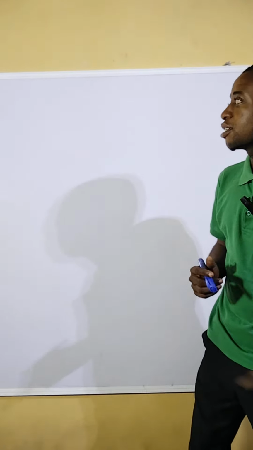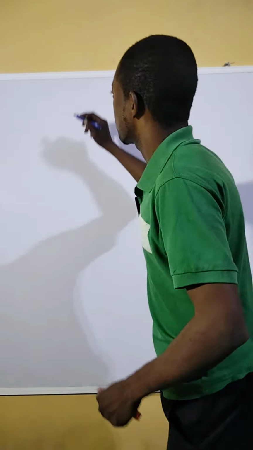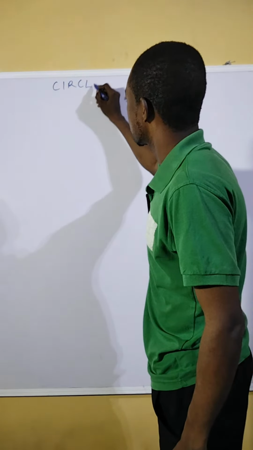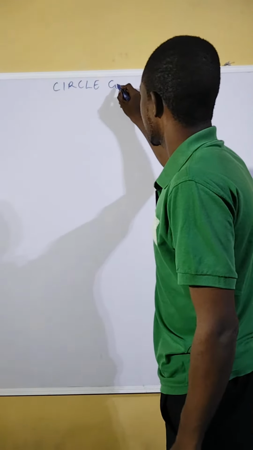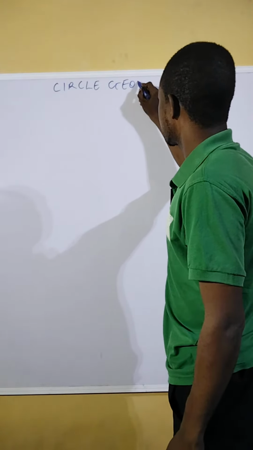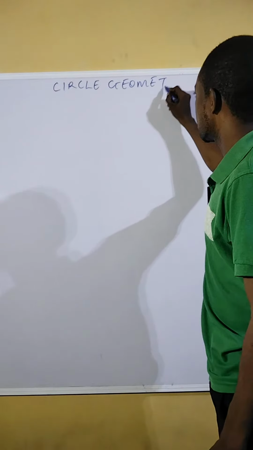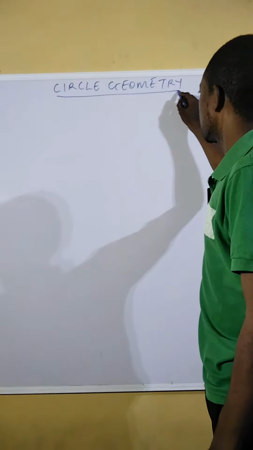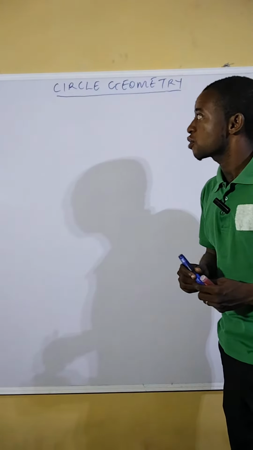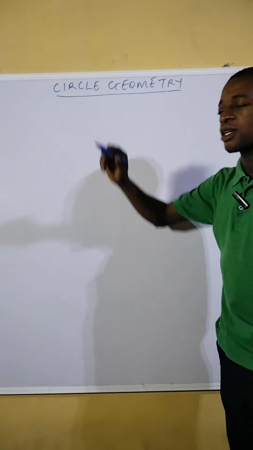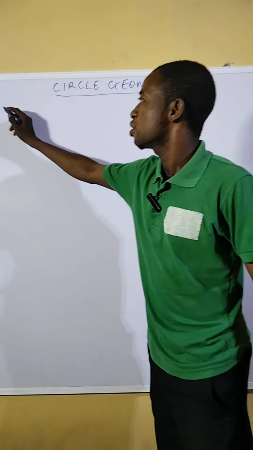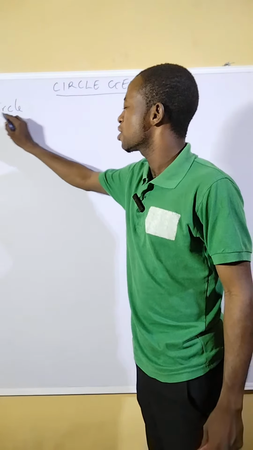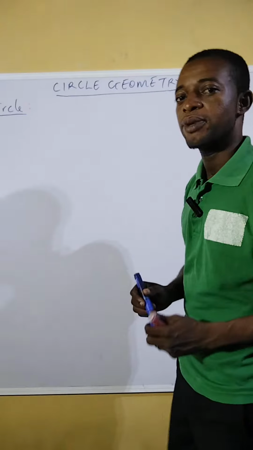Class, I want to look at this topic in mathematics, circle geometry. And this is one of the interesting topics we have in mathematics. The first word we have here is circle. We need to know what a circle is. So when we say circle, what do we understand by the word circle?